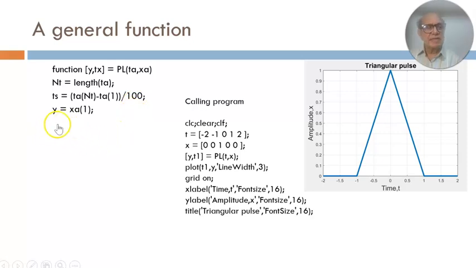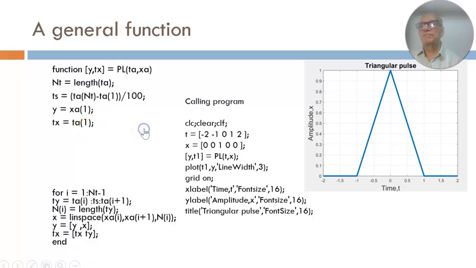Then calculate ts: ta(nt) minus ta(1) divided by 100. Now before getting into the loop, you must initialize the loop. So you start with the value of y, that is xa(1). y is the return value. So you start with its first value, whatever that is, in this case it's 0. Then also start with the first value of the time vector, that is ta(1).